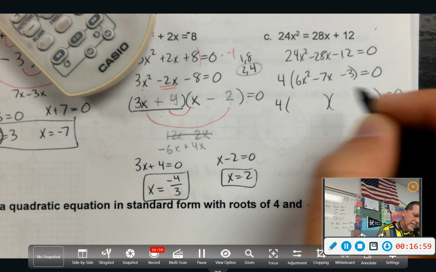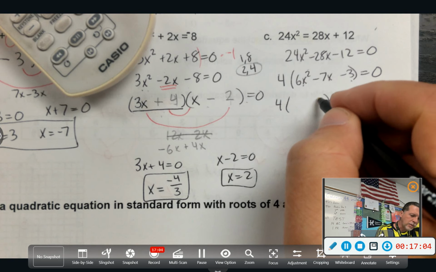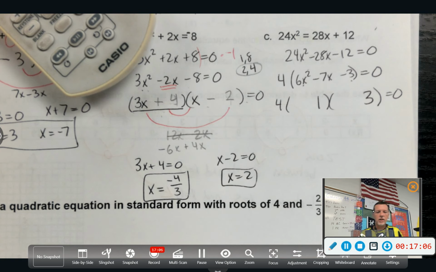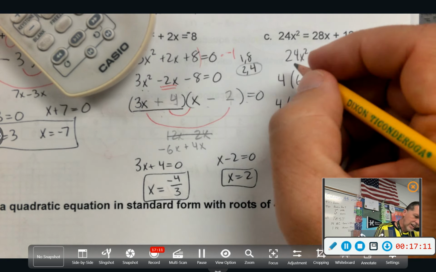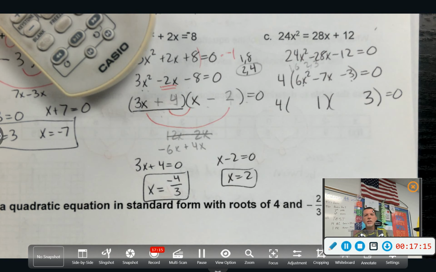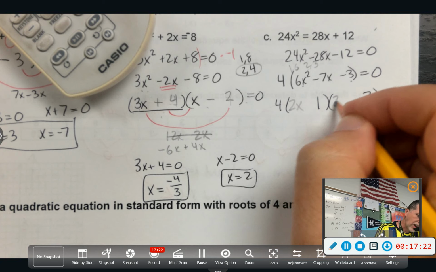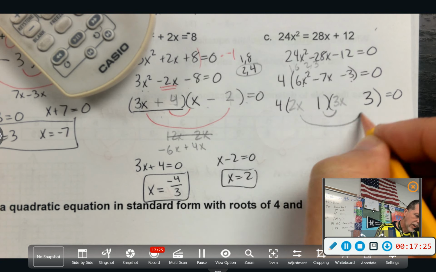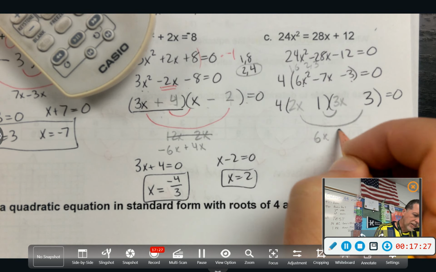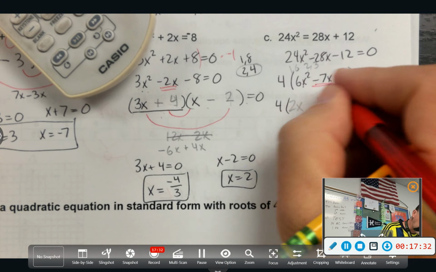Okay. I got options for 6. I don't have options for 3. That's got to be 1 and 3. So I'm going to go ahead and put the 1 and the 3 in there, in pen. And then on the other side, it's either 1 and 6 or 2 and 3. But I'm going to start with the inner factors first. So let's go 2x and 3x. That would make 6x and 3x. And I can't get 7 out of that.